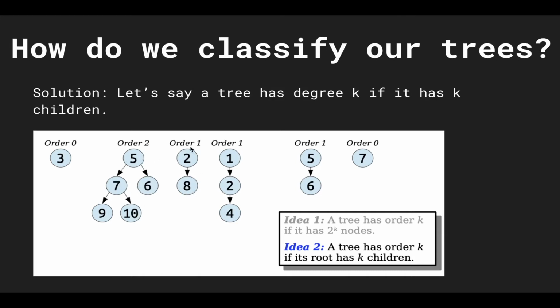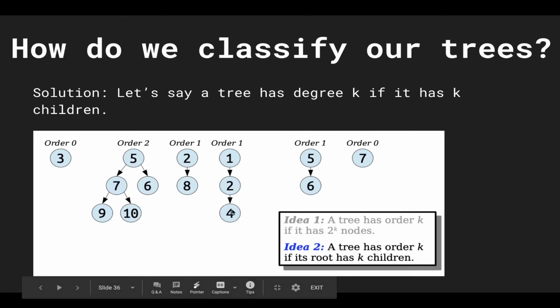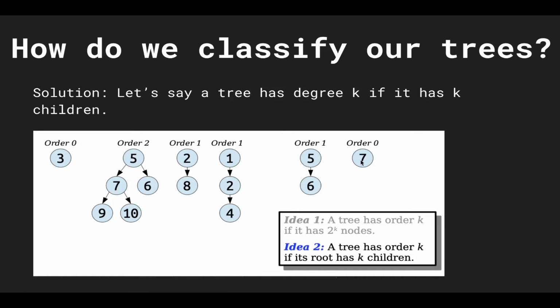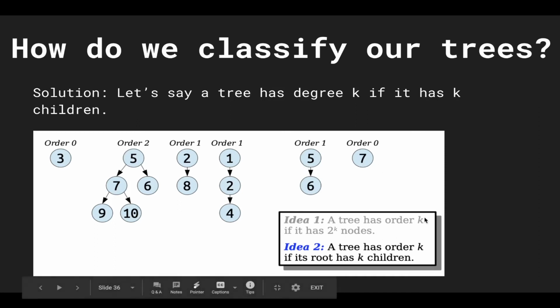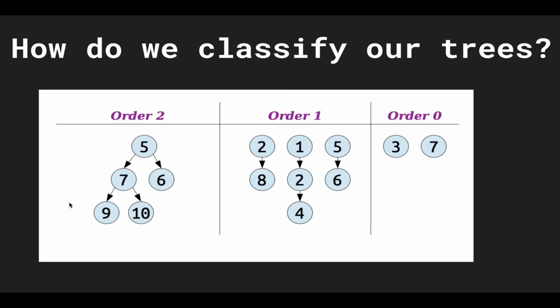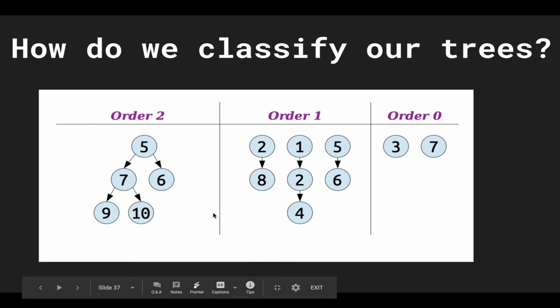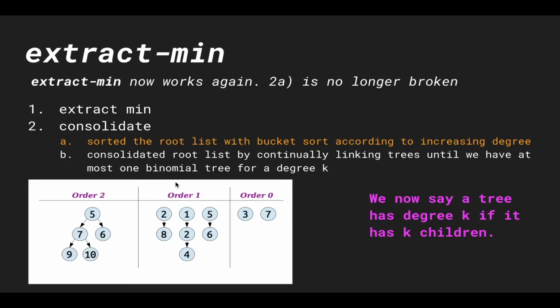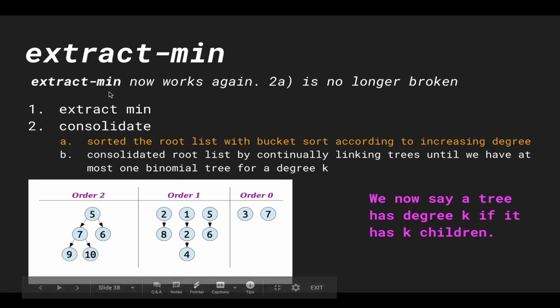This is a tree of degree 1, and similarly, this is a tree of degree 1 because both of these roots have one child. It doesn't matter that this tree also has another child subrooted with its primary child. Here's a tree of degree 1, and here's a tree of degree 0. So we're moving from the idea that a tree has degree k if it has 2 to the k nodes, to this new definition, where a tree has degree k if its root has k children. So now we are able to classify our new trees according to the new definition of degrees, which is just the number of children. So going back to extract min, now it works again.